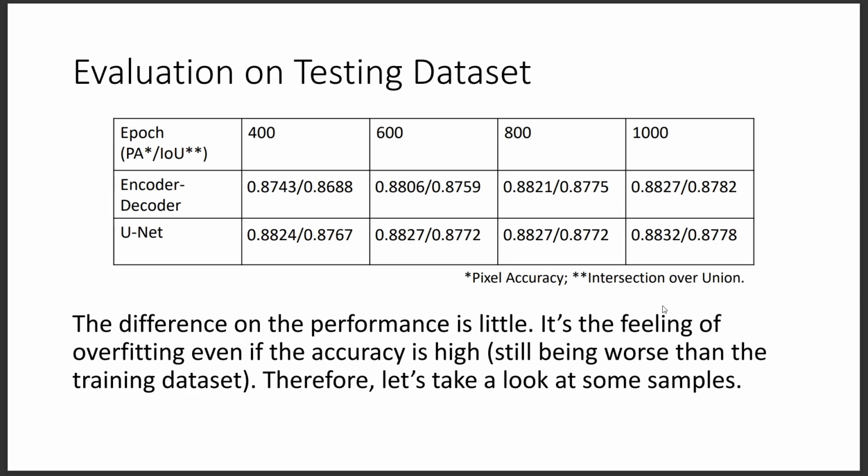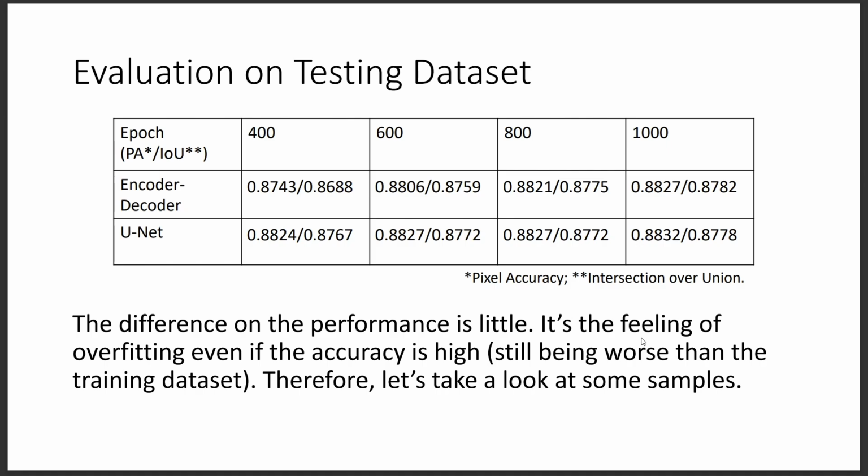And here is our evaluation on the testing dataset. We can observe that the difference in performance between the encoder-decoder structure and the UNet is small. It is a sign of overfitting even if the accuracy is high. The values of both models are close to 90%. However, it's still worse than on the training dataset.